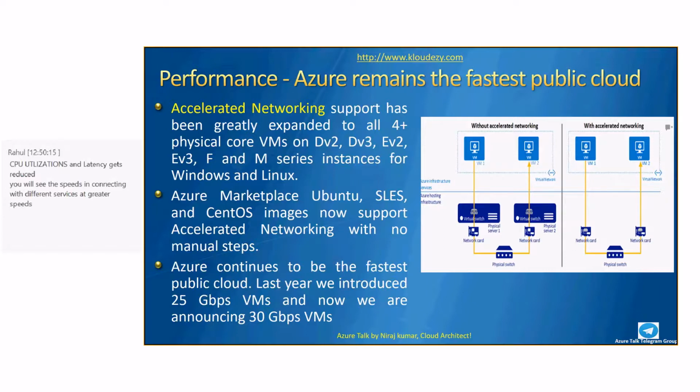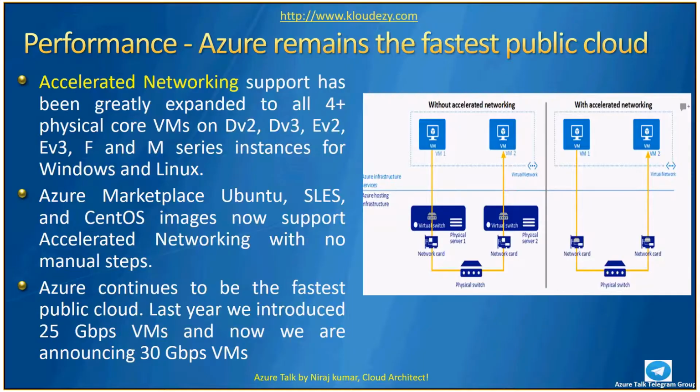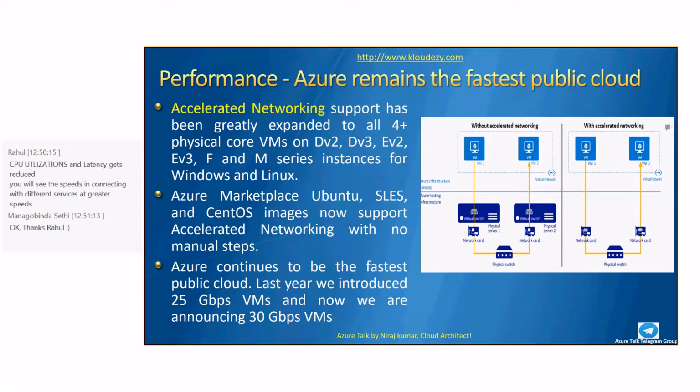All right. Thank you. Just one more thing I would like to add. The moment you enable accelerated networking on that particular NIC, if you take an RDP or SSH to that machine and go to the device manager, you will see the NIC as Mellanox ConnectX-3 virtual function Ethernet adapter. That's the way you can confirm whether accelerated networking is enabled or not. All right. Thank you, Rahul.